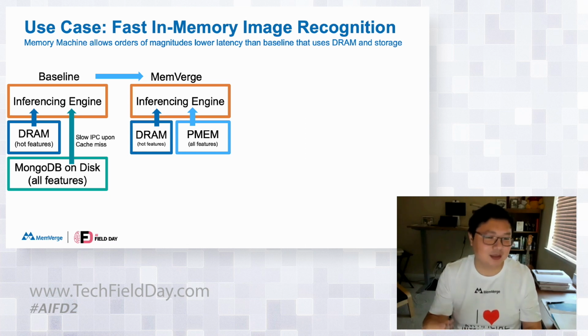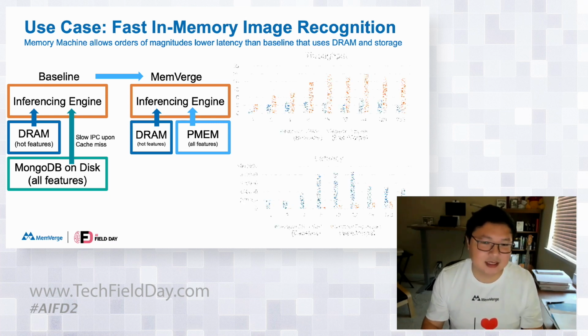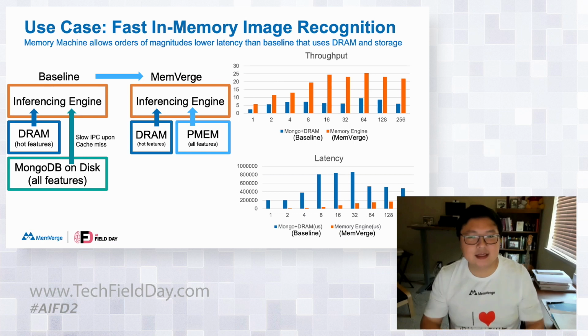we're also getting rid of serialization and deserialization, because now all the data lives in its native in-memory data structure format. So there's no serialization or deserialization involved. As a result, we increase the throughput and latency significantly.